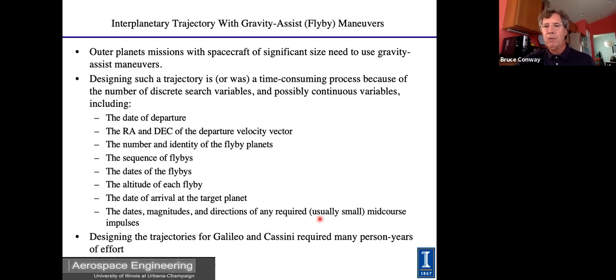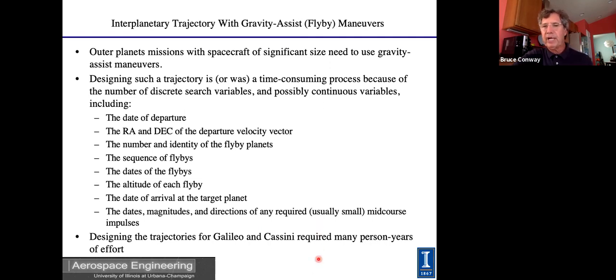I say usually small because at this point in the trajectory, the vehicle is no longer connected to an upper stage of the launch vehicle. So any fuel it uses is fuel that it can't use for extending its lifetime at Jupiter, for example. So you really want to minimize that. It'd be nice to have a trajectory that doesn't need any mid-course impulses, but sometimes small ones are required just to help set up the one flyby for the next flyby.